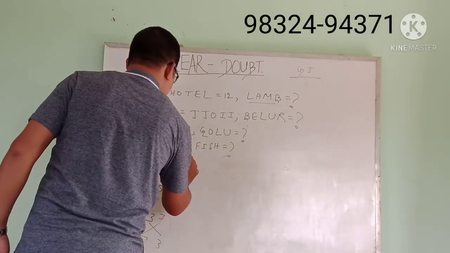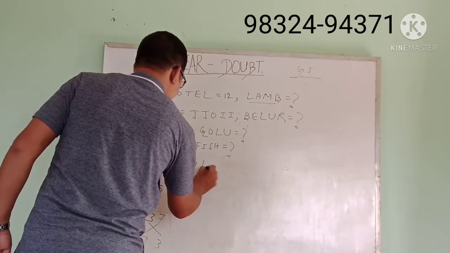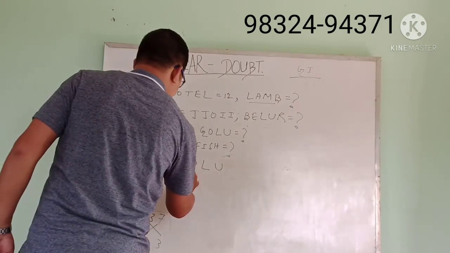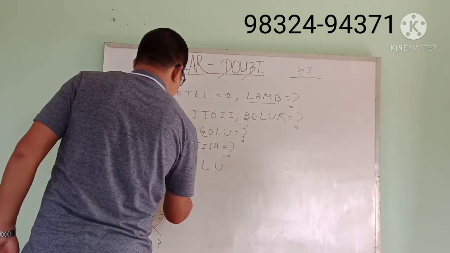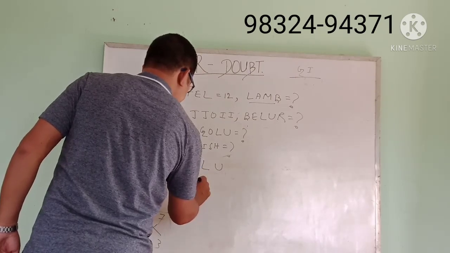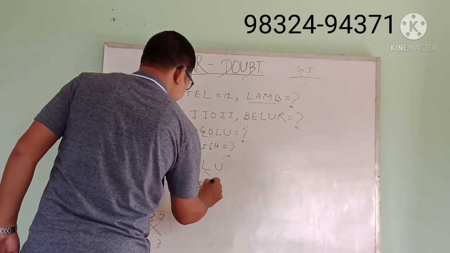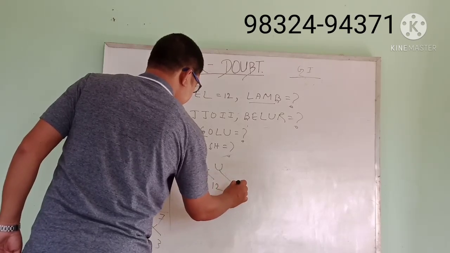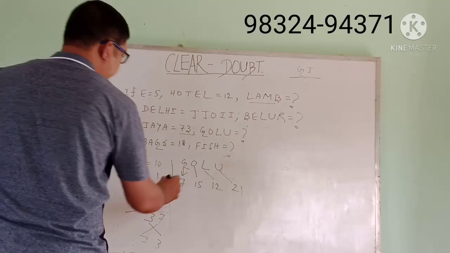How can we put the value for GOLU? First we put the value of G. The forward place value of G is 7. The forward place value of O is 15. The forward place value of L is 12. And the forward place value of U is 21. So we add all of this.